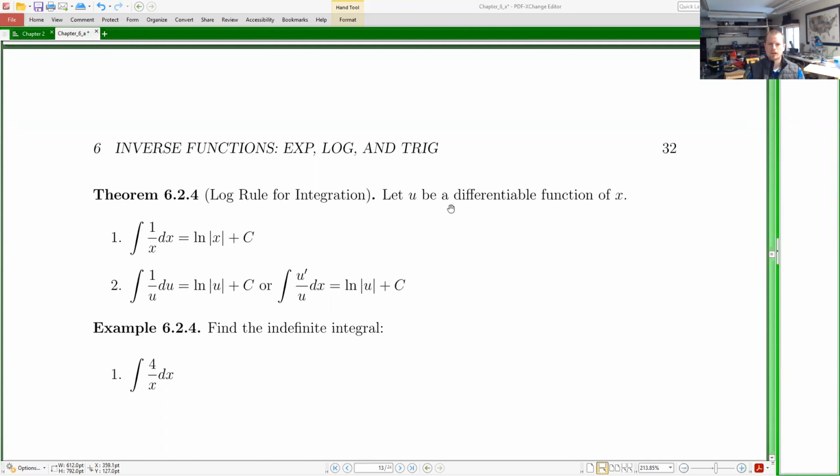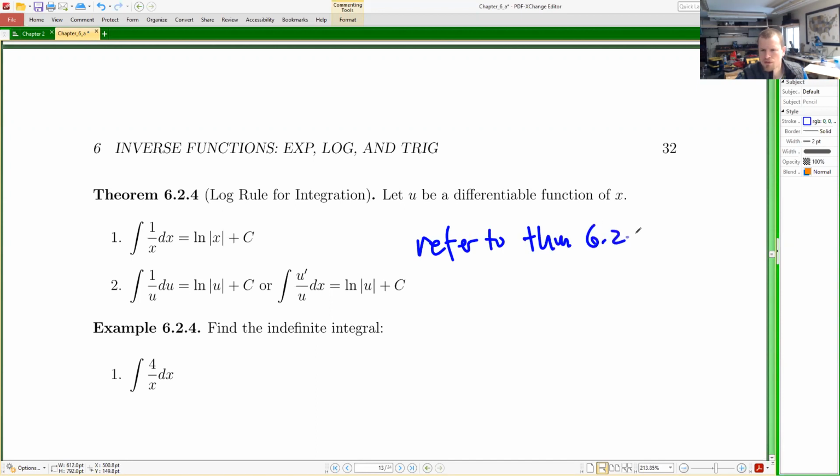There we go. All right, so here in theorem 6.2.4, we're taking a look at the opposite direction of the previous theorem that we looked at. So refer to theorem 6.2.3. We're just working the opposite direction. We defined the natural log function, natural log of x, to be the integral from 1 to x of 1 over t dt. This is how we defined it.